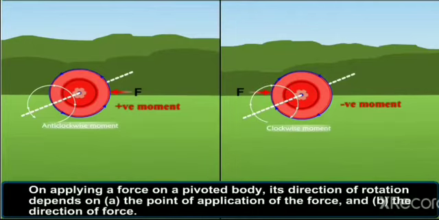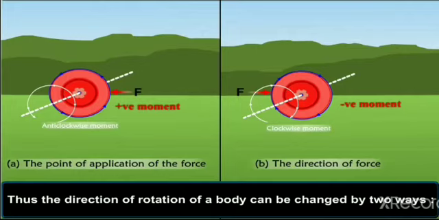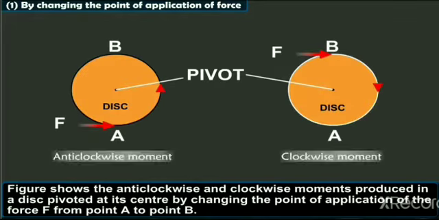On applying a force on a pivoted body, its direction of rotation depends on A, the point of application of the force, and B, the direction of force. Thus, the direction of rotation of a body can be changed by two ways. 1. By changing the point of application of force. Figure shows the anti-clockwise and clockwise moments produced in a disc pivoted at its center by changing the point of application of the force F from point A to point B. 2. By changing the direction of force.